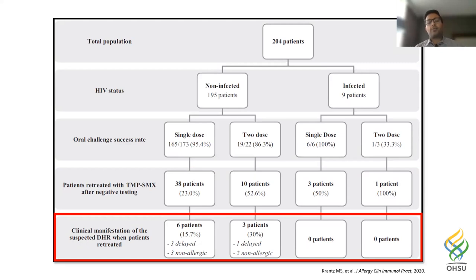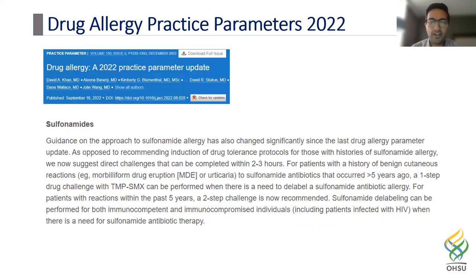And so what does the practice parameter say about this? I know this is a long paragraph, but it's pretty well worded. I'm not going to read the whole thing, but what they suggested was you should do a single dose direct challenge for patients with a benign cutaneous reaction. So again, morbilliform drug reaction or even urticaria, if it happened greater than 5 years ago. If they had a benign cutaneous reaction that happened less than 5 years ago, you should still challenge them, but you should do a 2-step challenge instead of a 1-step challenge.